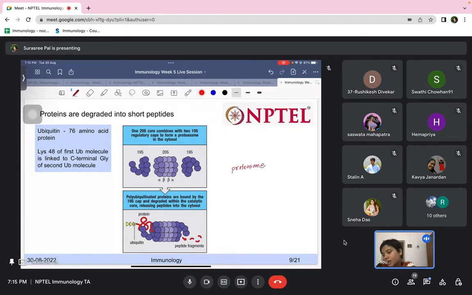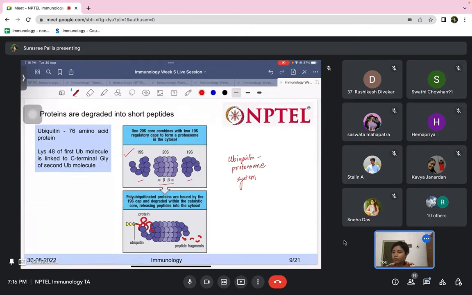So this is known as the ubiquitin proteasome system. Here, this is the proteasome system, right? There's a core which is 20S, and there are two cap-like structures, two 19S molecules which form the cap-like structure, right?